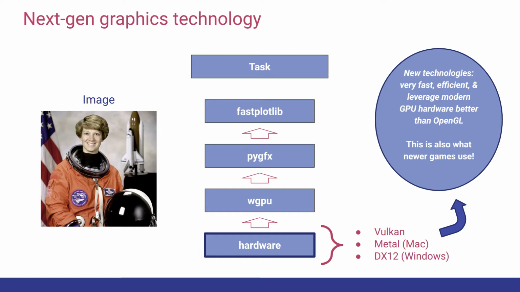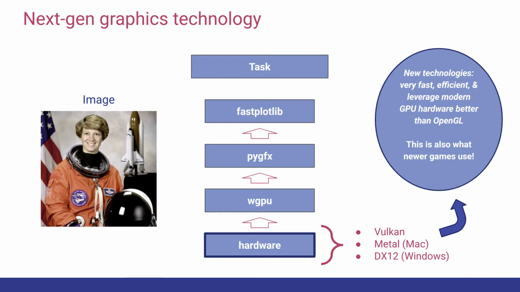And so really what allows fastplotlib to work, and what this stack is built on, is really leveraging these new graphics APIs, and that's Vulkan, Metal, and DirectX 12. And really what they do is they leverage the modern GPU hardware better than OpenGL, which is kind of like the old standard, and which is what a lot of older Python visualization libraries that you're more familiar with are built on, like VisPy, Matplotlib, they all use OpenGL.